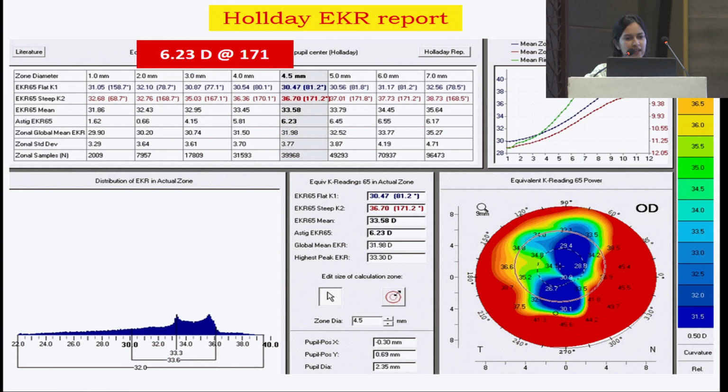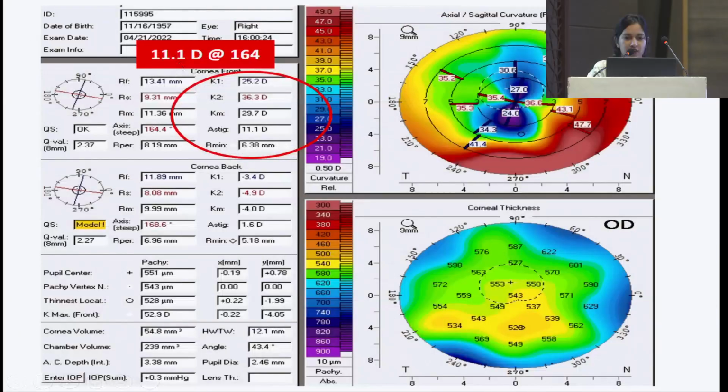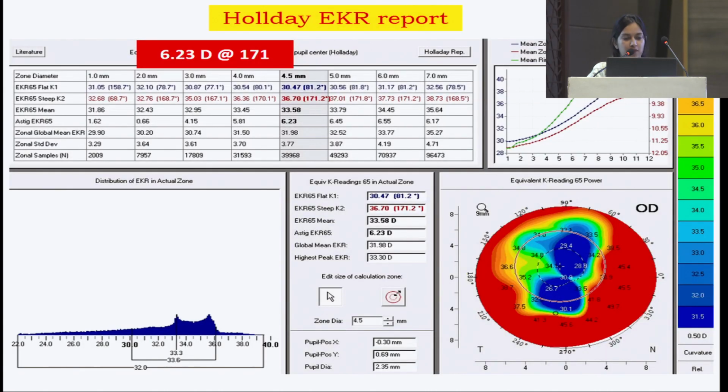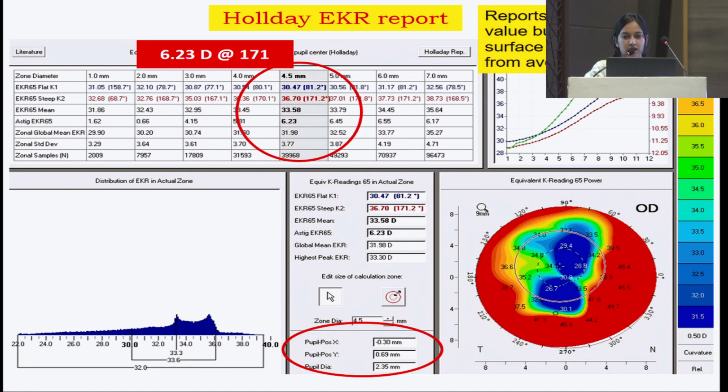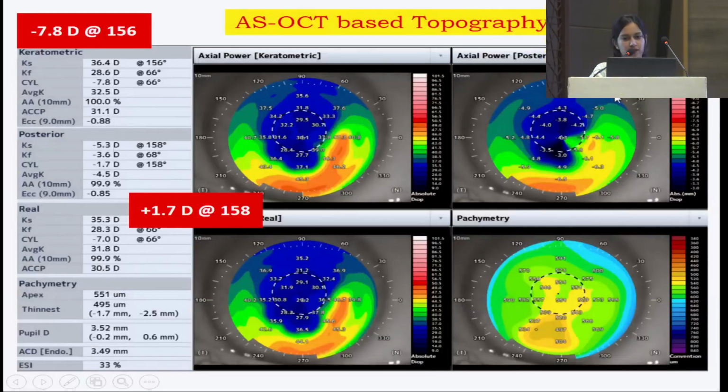of what you should plan. Ideally, a 4 to 4.5 mm size of the pupil is what is usually planned. It gives you a good reading. So the EKR map gave an astigmatism of 6.23, whereas the normal refractive map was giving 11 diopters. It was way different. So it reports the keratometry value, just adjusted for the back surface power deviation from the average.